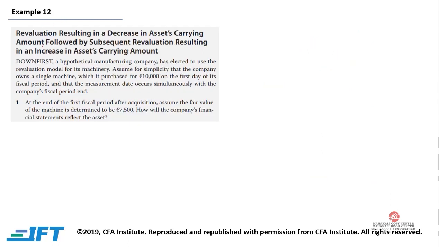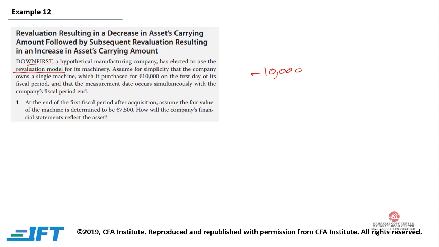Example 12. Revaluation resulting in a decrease in asset carrying amount followed by a subsequent revaluation resulting in an increase in asset carrying amount. So down first. A hypothetical manufacturing company has elected to use the revaluation model, very important, for its machinery. Assume for simplicity that the company owns a single machine which is purchased for 10,000. So the initial value is 10,000 on the first day of its fiscal period, and the measurement date occurs simultaneously with the company's fiscal period end.